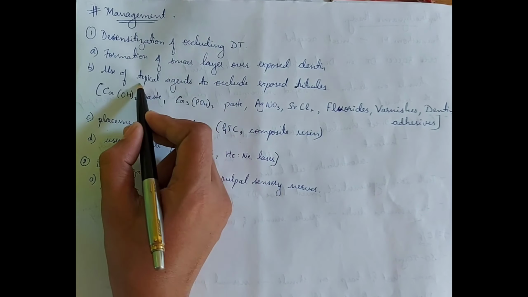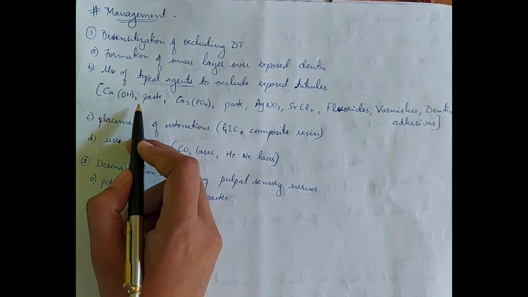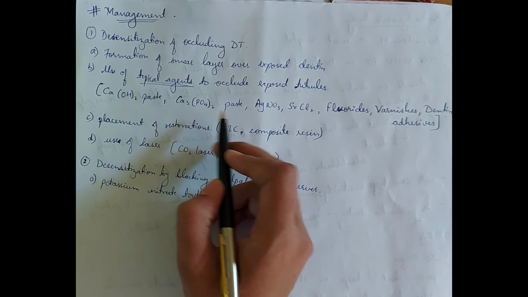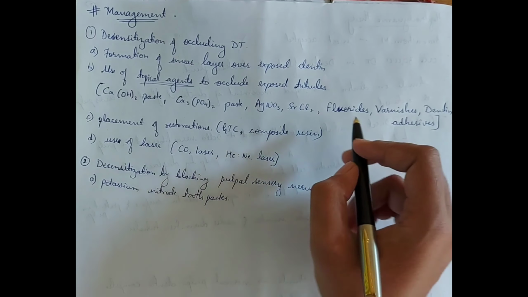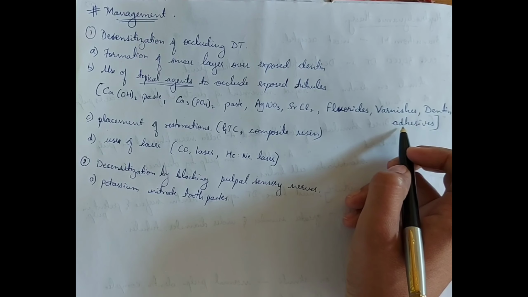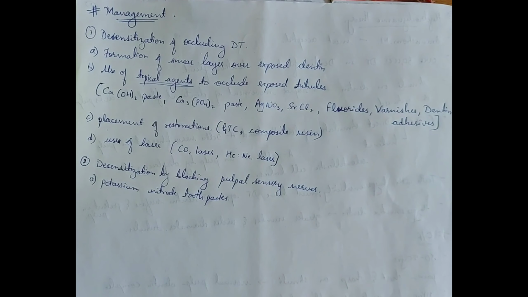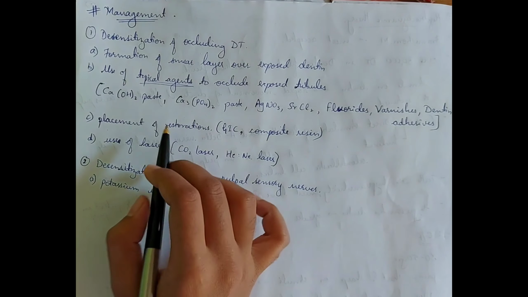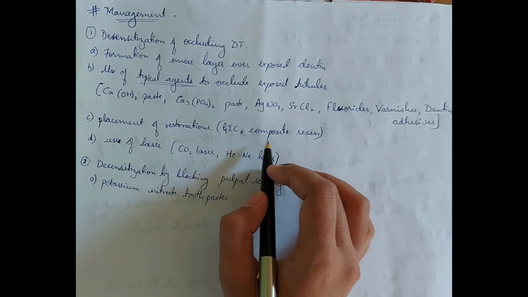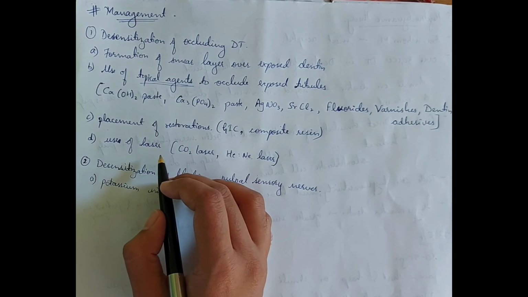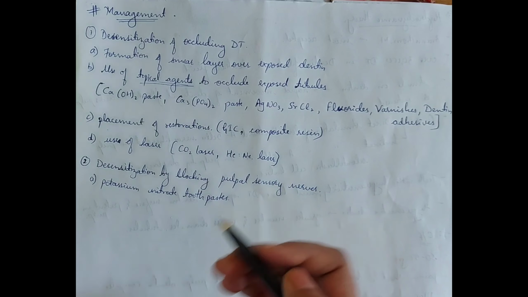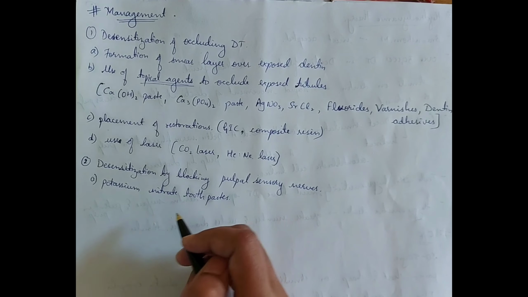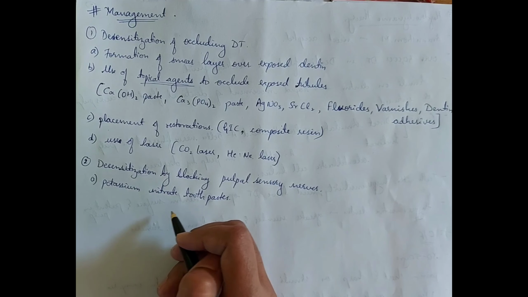The topical dentinal agents are calcium hydroxide paste, calcium phosphate paste, silver nitrate, strontium chloride, fluorides, varnishes and dental adhesives, which we can apply on the exposed dentin to reduce dentinal hypersensitivity. Then there is placement of restorations like GIC and composite resin, and use of lasers like carbon dioxide laser or helium neon lasers. Then we can desensitize the nerve by using potassium nitrate toothpaste.